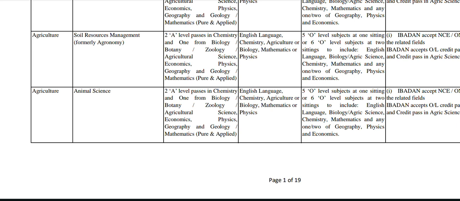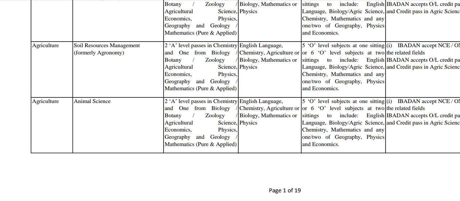So the interpretation of this is that in Cambridge A level you have like three subjects. When you are taking Cambridge A level, you have like three subjects which you can choose at the point of your registration when you are registering for that A level. So UI requires that you have two passes in two subjects, which may be chemistry. That means chemistry is fundamental, is very important.